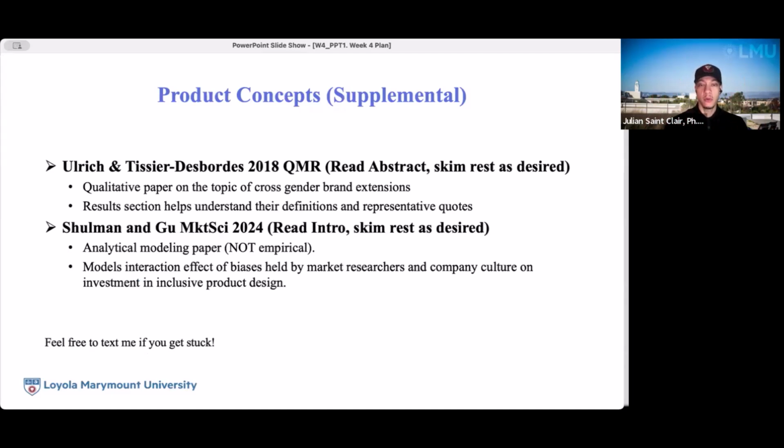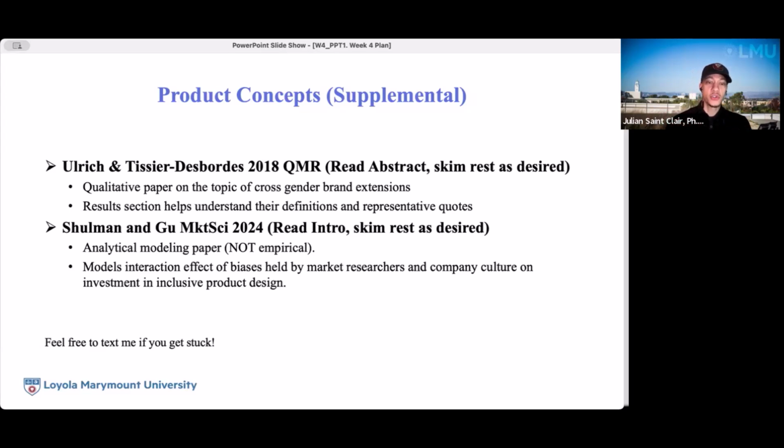This is a qualitative paper, so I wanted to give you multi-method approaches here so you can see how they look at the similar topic of cross-gender brand extensions from a qualitative lens. My advice here, especially when it comes to qualitative papers, is the results section is your best friend. They're going to do a lot of unpacking and explaining of what's going on in the abstract through themes that they identified and also a really nice use of representative quotes that they pulled from the interviews that they conducted.